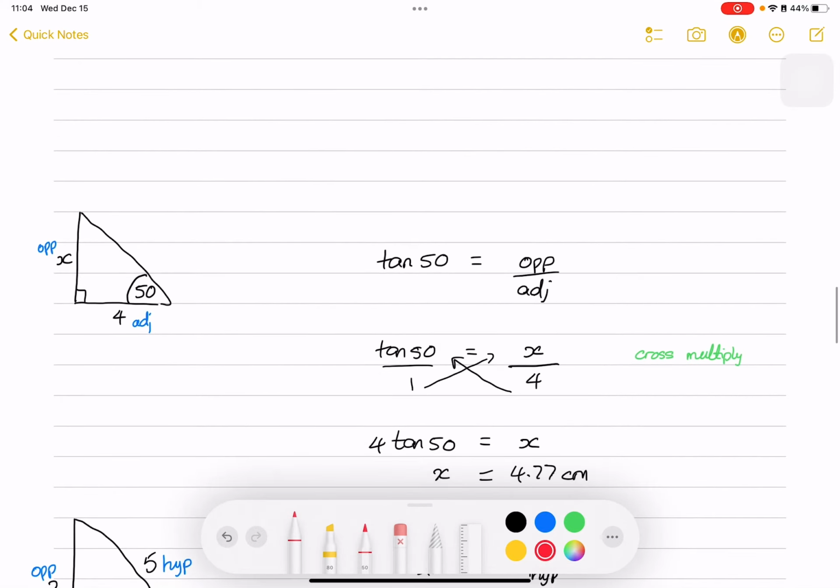Alright, now let's take a look at this one. In this one, we are given the angle.